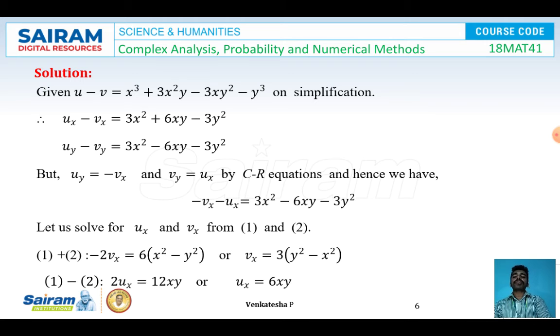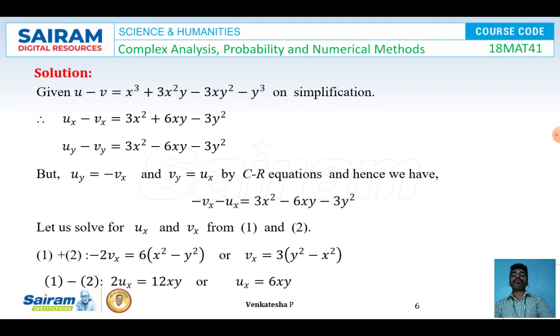I'll be calling this expression equation number 1 and this one equation number 2, and I'm going to add equation 1 with 2. The ux and minus ux get cancelled, and plus 6xy and minus 6xy get cancelled. So I'll be having minus 2vx is equal to 6 times x square minus y square, or vx is equal to 3 times y square minus x square. Similarly, if I subtract this expression from this expression, vx gets cancelled, 3x square gets cancelled, 3y square gets cancelled. I'll be having 2ux is equal to 12xy and ux is equal to 6xy.